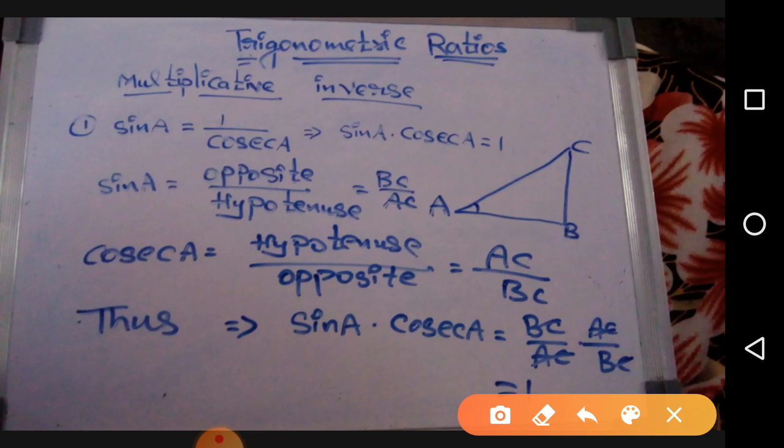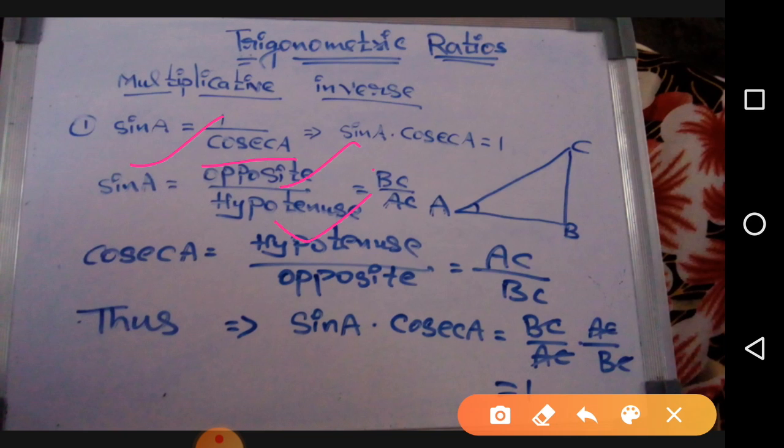Next we have the multiplicative inverse. What actually is a multiplicative inverse? It is the quite opposite of these three base parameters. What is the meaning of sine A? Sine A is nothing but opposite by hypotenuse. So the inverse of sine A is hypotenuse by opposite. For this we have an assigned parameter, that is cosecant A, cosec A, or cosec theta.